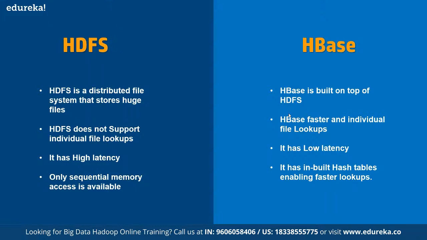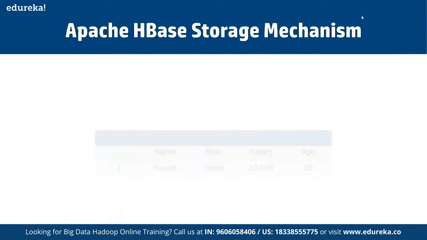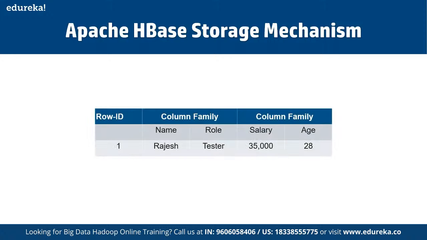If we talk about the HBase storage mechanism, HBase is basically a column-oriented database. The table schema defines only column families and the key-value pairs. So that's why we can say HBase is a simple NoSQL database. It's not an SQL database, not part of the relational database service, but a complete NoSQL database service, like we have DynamoDB and Cassandra. These are NoSQL databases. For example, here we have defined a row ID, and then we have column families as name and role.